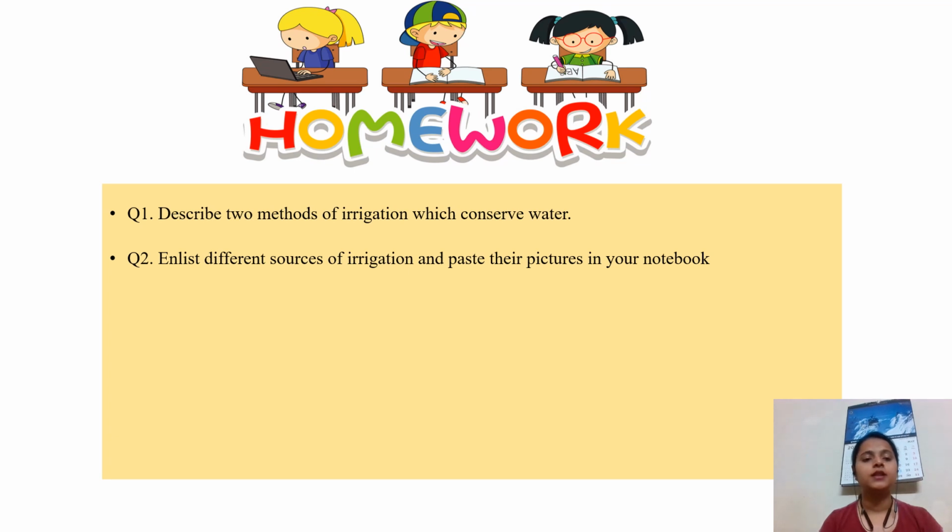Now let's come to the second question. Your second homework is: list different sources of irrigation and paste their pictures in your notebook. What you need to do in this question is paste the pictures of different sources of irrigation, and write their names.